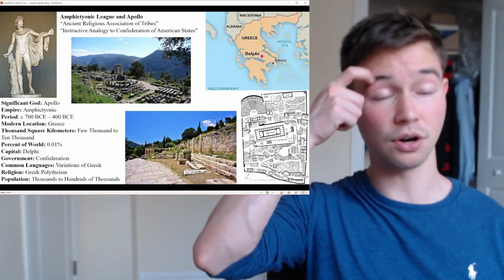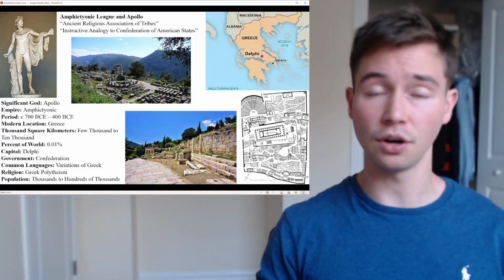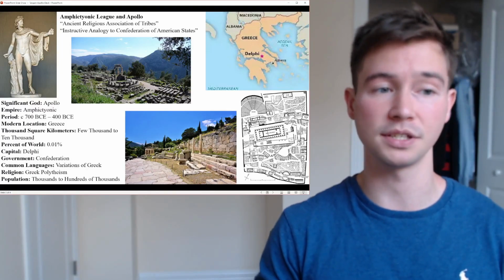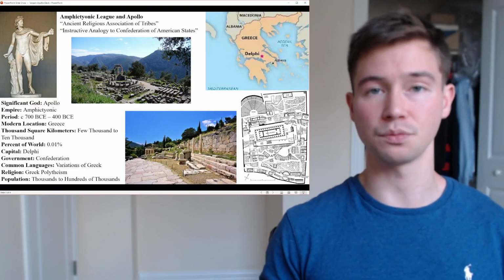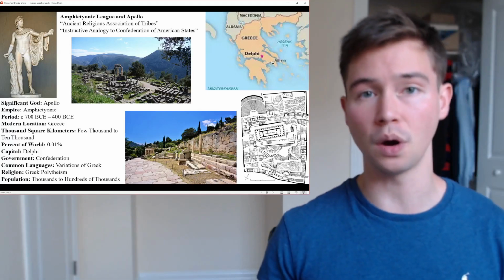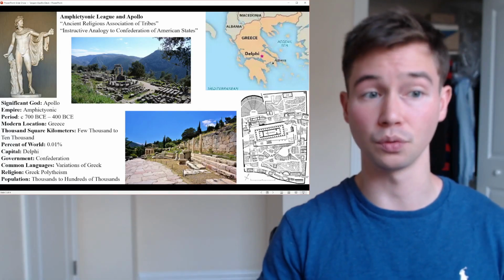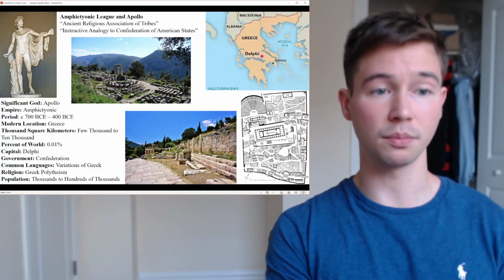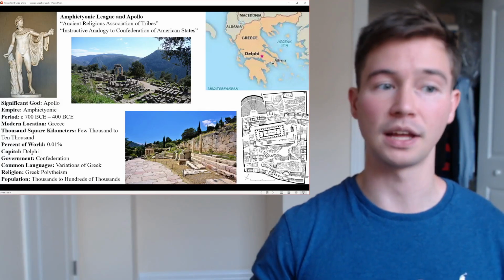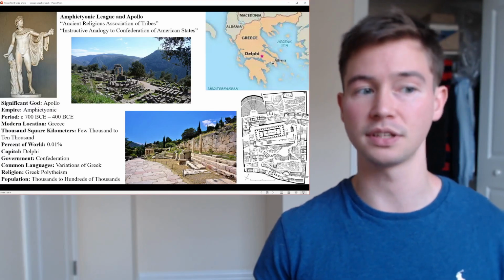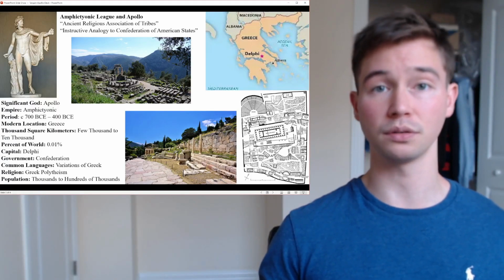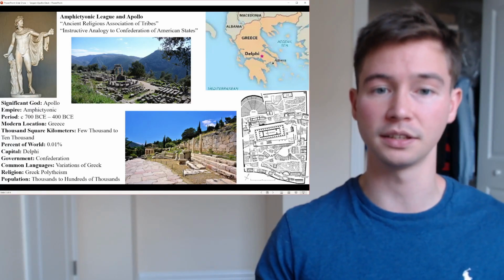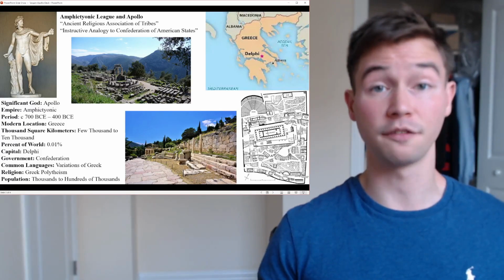As for significant god, Apollo. Empire, Amphictyonic period, circa 700, but even further back into circa 800 BCE to 400 BCE is the prime, but it also went as far as 200 CE under the Roman rule, for example. Modern location, Greece. Area, a few thousand to 10,000 square kilometers. Percent of the world, less than 0.01%. Capital, Delphi, particularly the Temple of Apollo. Government, confederation.